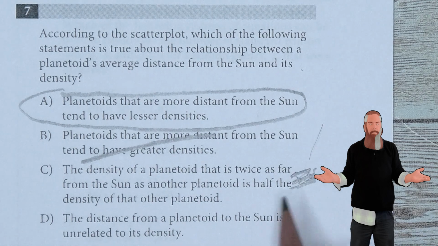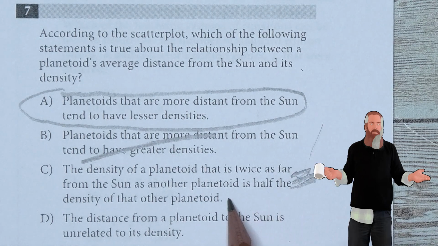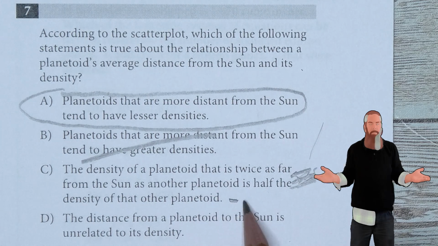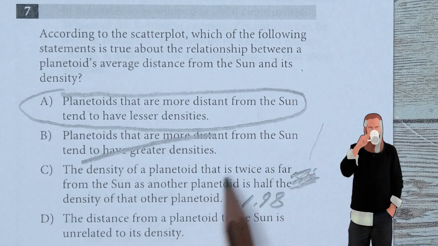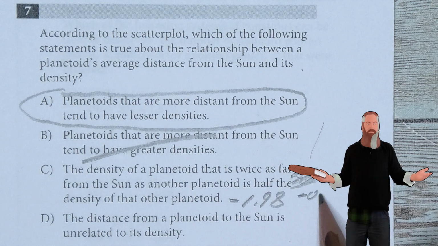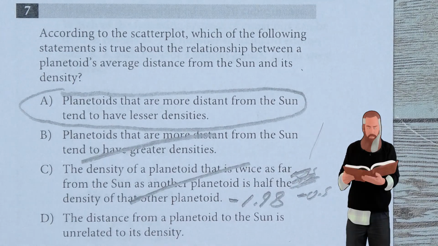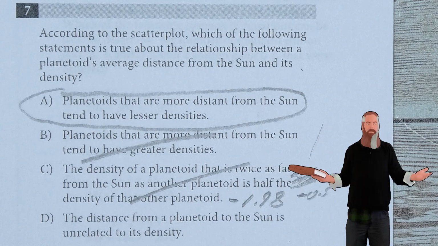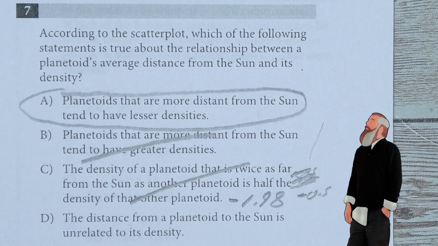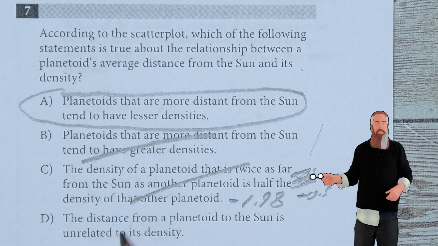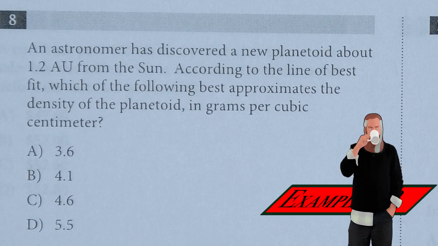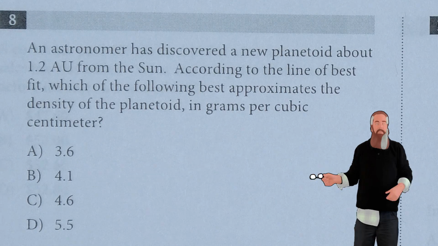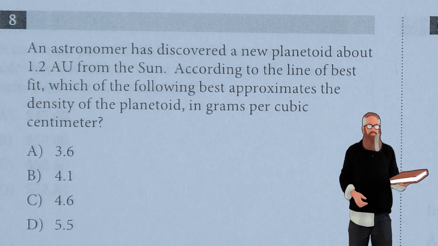Now, if we figured out the slope of that line of best fit, you'd wind up with approximately negative 1.98. And what this is saying is a negative 0.5, so the slopes would not match. The distance from the planetoid to the sun is unrelated to the density, and that is absolutely not what this graph is talking about.